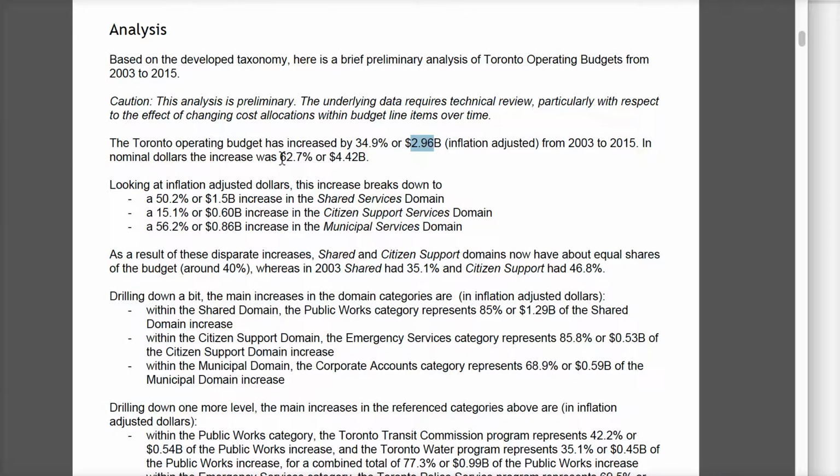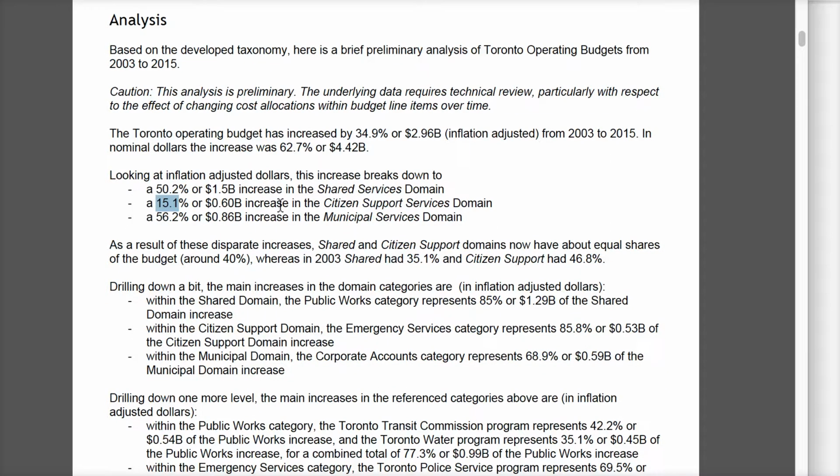So that's interesting. In nominal dollars, it's gone up by 4.4 billion, or 63%. Shared services has gone up by 50% in that time. Municipal services by 56% in that time, whereas citizen support services has only gone up by 15%. This is all in inflation-adjusted dollars. So, essentially, that means that for shared services, the infrastructure stuff, there's $1.5 billion being spent today that wasn't being spent in 2003. Very interesting.